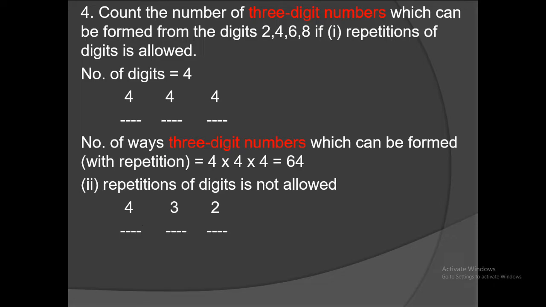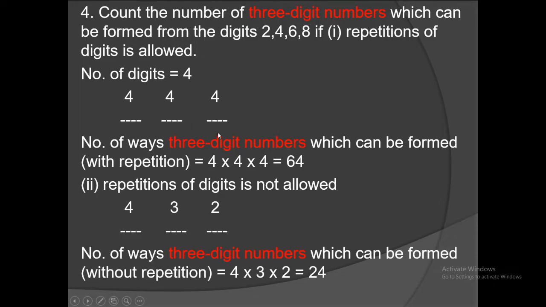Since one is occupied in the first place, out of 4, 2, 4, 6, 8, suppose this place is filled by number 2. Remaining we have 4, 6, 8, so 3 numbers can be used in this place. From the 3, 1 is occupied here, so the remaining 2 can be put. So repetition or non-repetition is very important, so keep that in mind. The same way, the number of 3-digit numbers that can be formed without repetition is 4 into 3 into 2, which is equal to 24.